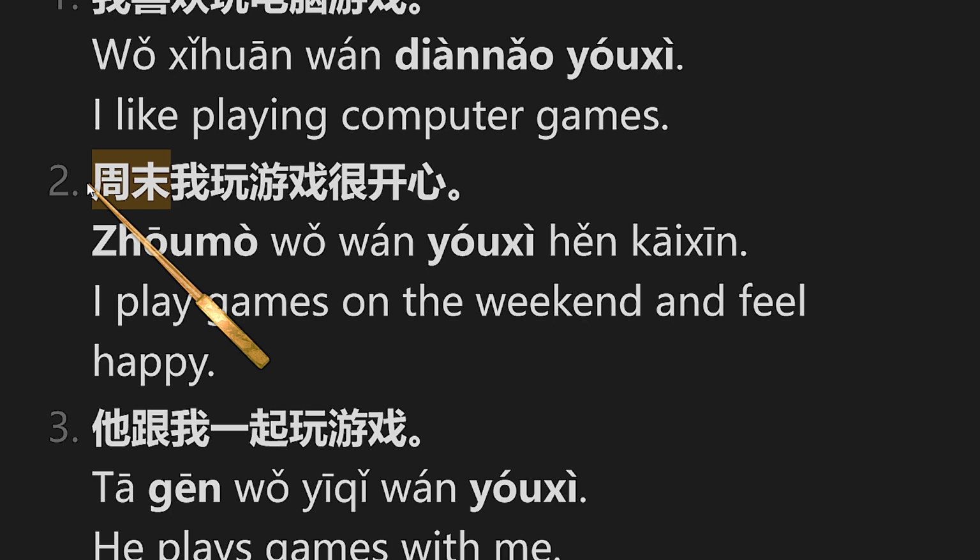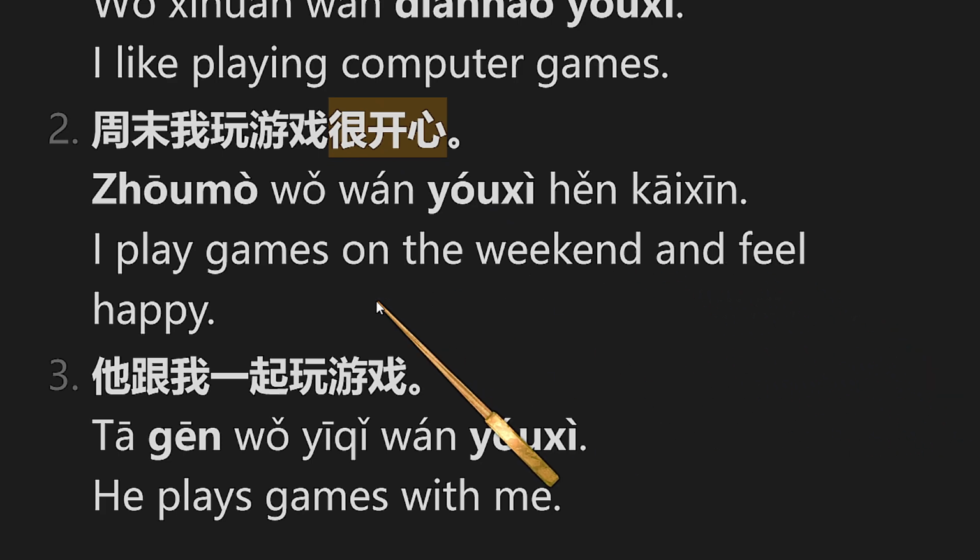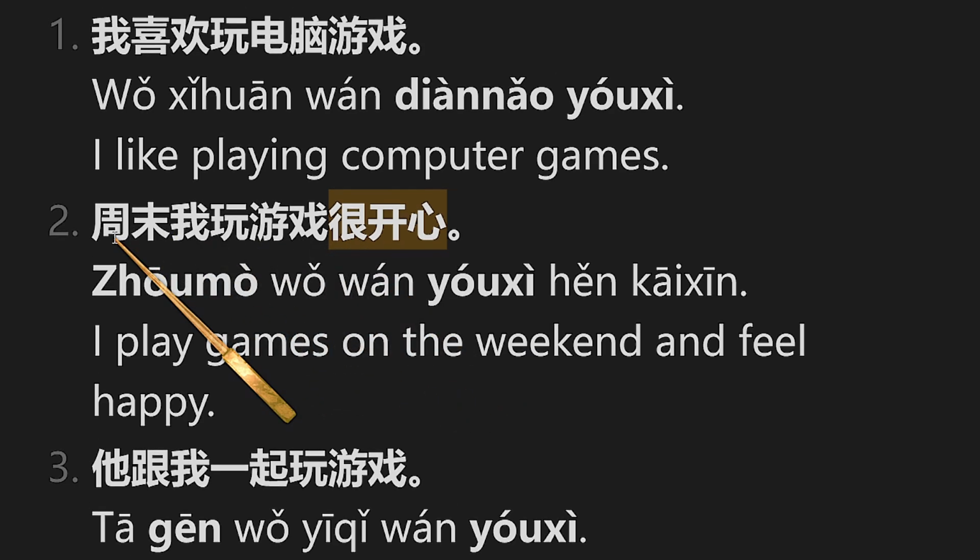周末 on a weekend 我玩 I play 我玩游戏 I play computer games 很开心. Here in English it's "and feel happy." In Chinese it's just: on the weekend I play computer games very happy 很开心. Be careful because it also could be 我玩游戏我玩的游戏的很开心, 我玩的很开心, 我玩游戏的很开心: I play computer games very happily.